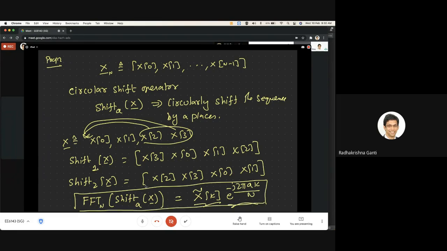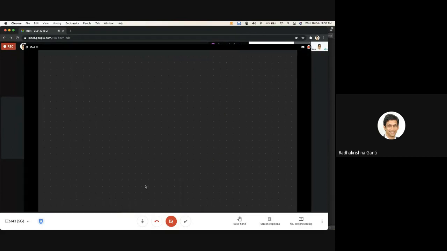Essentially, if I do IFFT instead of FFT, everything will be the same, except that this minus will become plus. FFT and IFFT are very similar, except for a minus and a plus. This is one property.